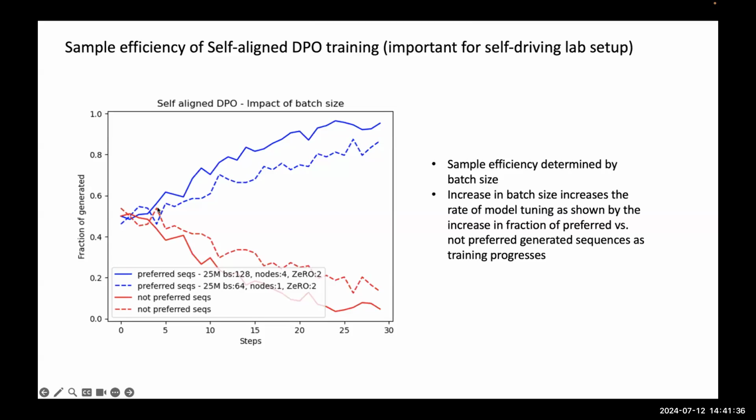So this just shows that for one particular family, I think it is MDH, the sample efficiency is pretty good in the sense that if you were to increase the batch size, the dashed curve was a batch size of 64, and the solid curves are a batch size of 128. As you double the batch size, the rate at which the model generated preferred over unpreferred sequences as it got self-aligned improved. That gives you an idea of the sample efficiency, and that's what this plot is showing. It's plotting the fraction of the preferred or the unpreferred generated as self-alignment happens.